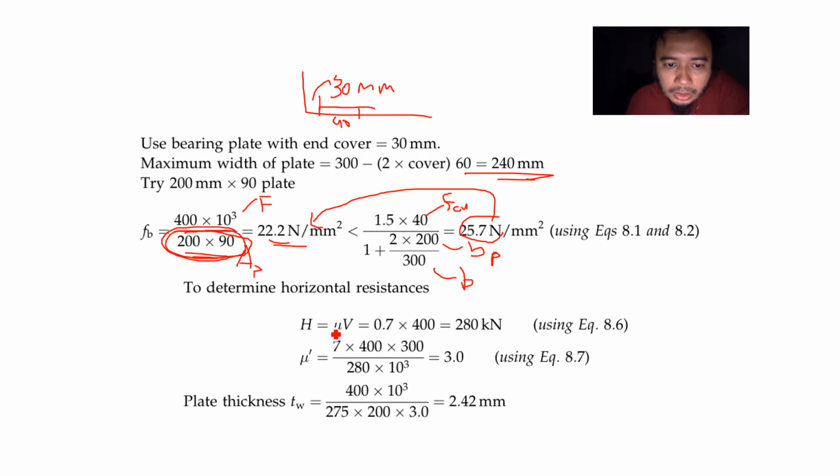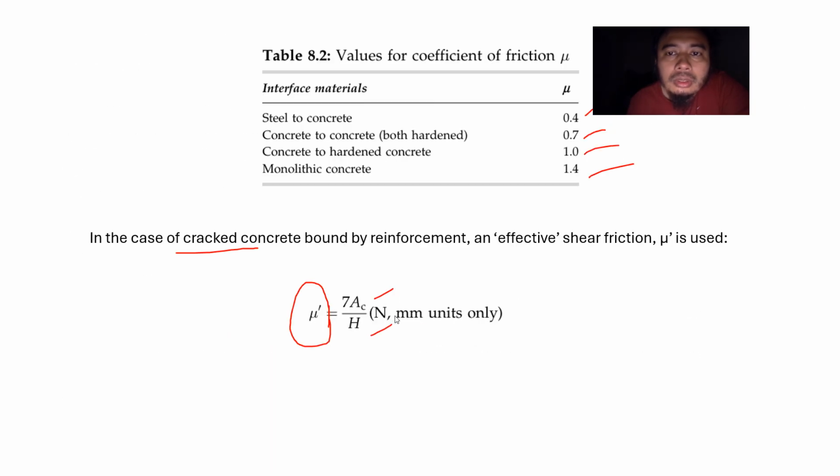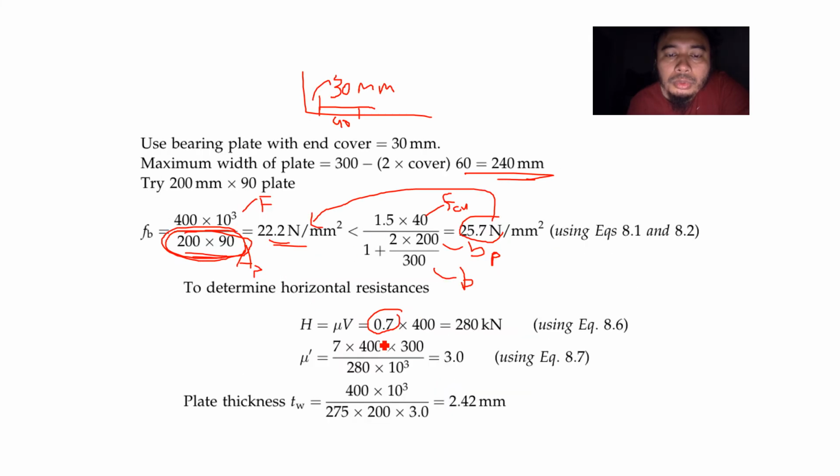So H is equal to mu V. So you take 0.7. We take 0.7, as you can see, concrete to concrete, both hardened. So it's 0.7, the value of mu, times 400. Because this is a pre-stress, there will be cracking. So you calculate your mu prime. Mu prime, 0.7 times 4 times 400 times 300.